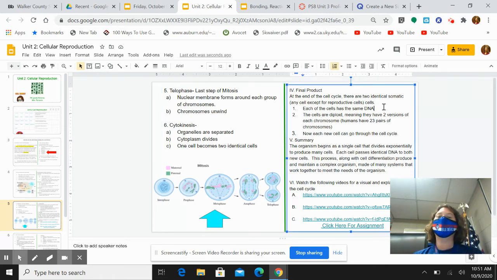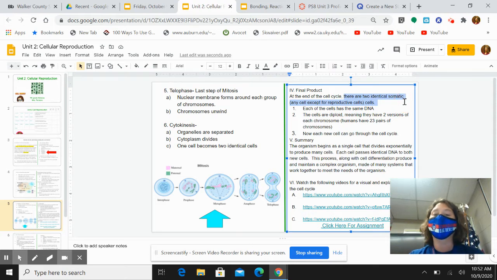On the right side, we have final product. So now that mitosis is over, it's important to note that at the end of the cell cycle, there are 2 identical somatic cells. Highlight that. That is that first full sentence about halfway through. There are 2 identical somatic cells.